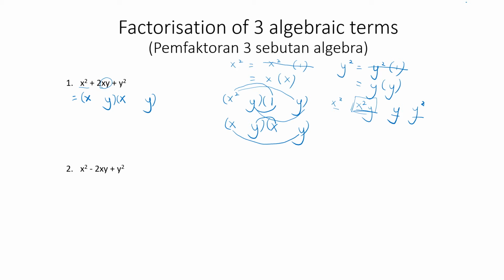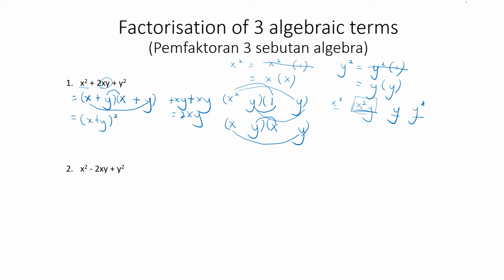So to get xy, you must expand this xy and xy. So you have xy and xy. When you add these two together, you will get 2xy. So both xy must be positive. So you must put a positive here. And this is equal to x plus y all squared. You can double check your answer by doing expansion.